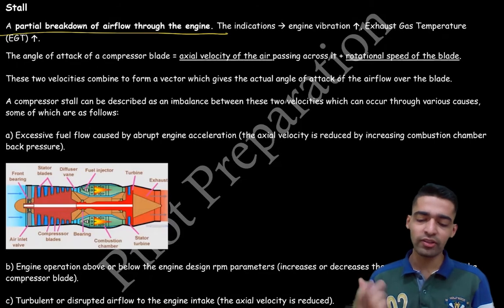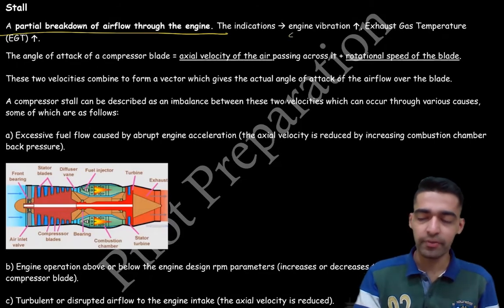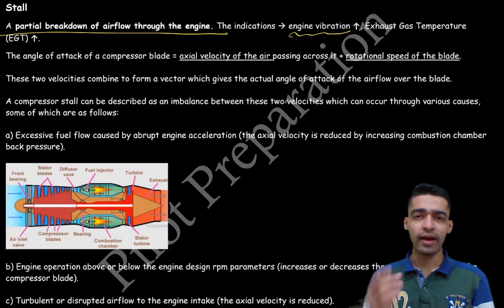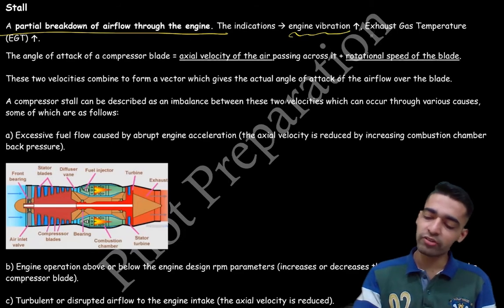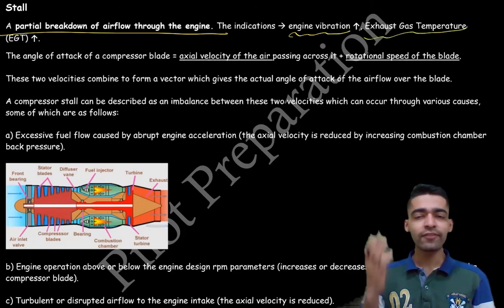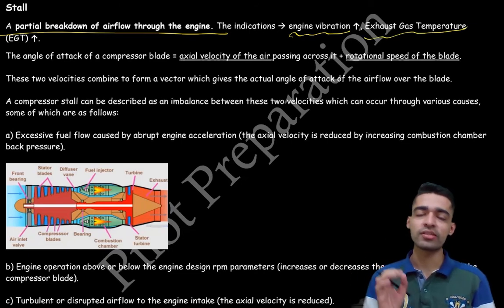So indications of this partial breakdown could be engine vibration, high engine vibration. As a pilot, you should know that if the engine is vibrating, then there's a partial breakdown or the stall is happening. Second is exhaust gas temperature rise. That means if the gas at the exhaust is at a very high temperature, then we can say that there is a stall happening.